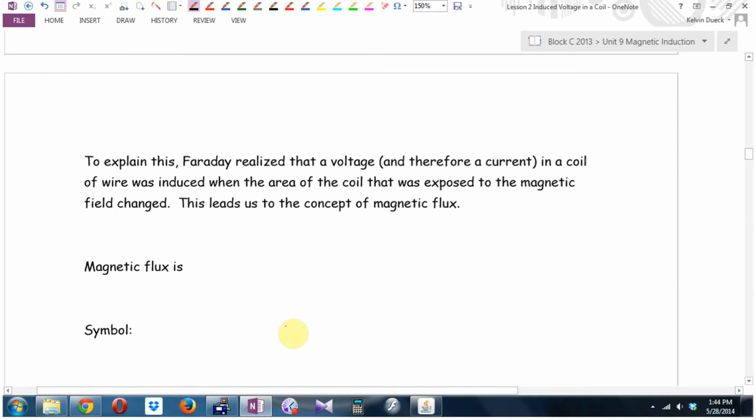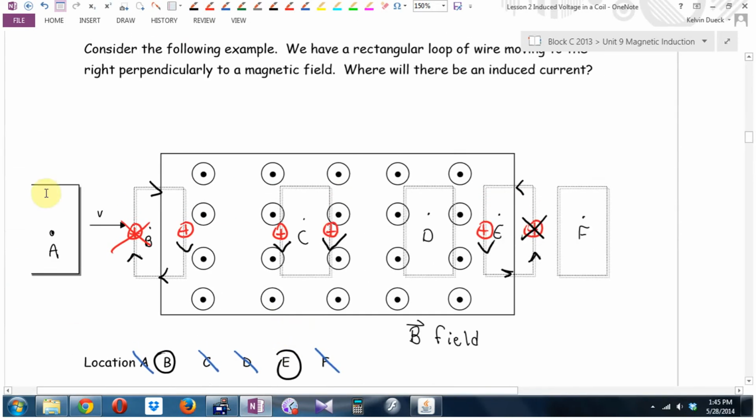Here was where we say Faraday was brilliant. He said, I know what induces a voltage and therefore a current. It's induced in a coil of wire when the area of the coil that is exposed to the magnetic field changes. In this situation, you have zero area exposed to the magnetic field, no voltage. In C and D, you have all of the area exposed to the magnetic field, it's not changing, no voltage.